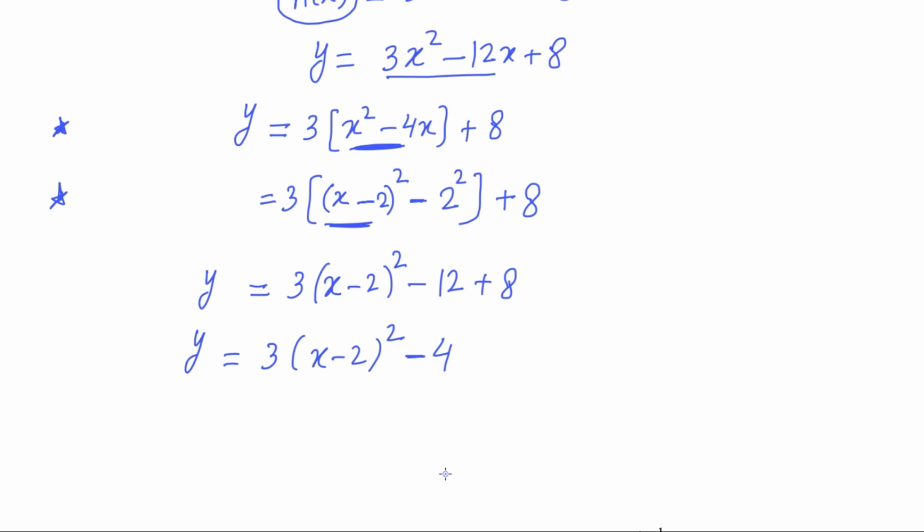Now the next step to find the inverse, we replace the variables x and y. We will replace them. That's it. So here is x equals 3 times y minus 2 whole squared minus 4.